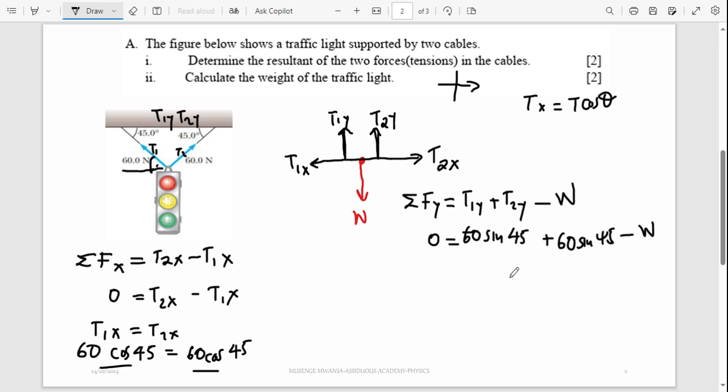Okay, so we are going to punch in 60 sine 45.